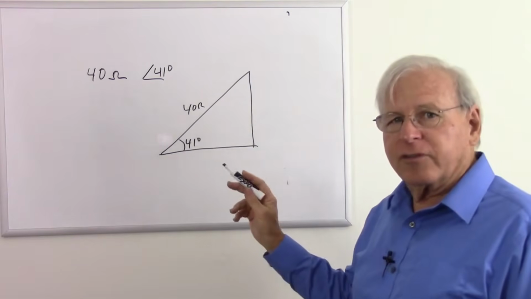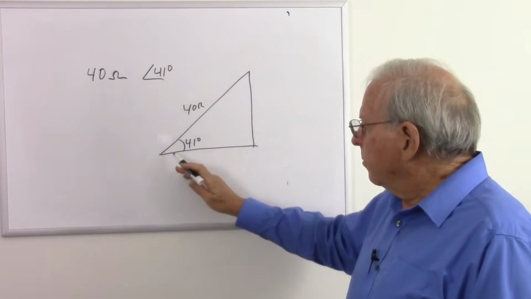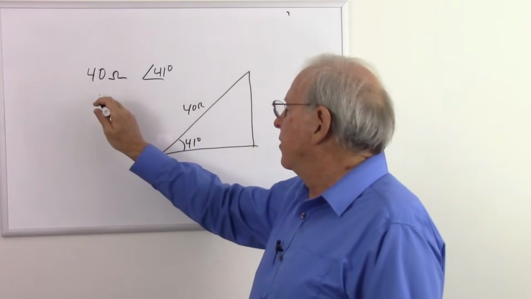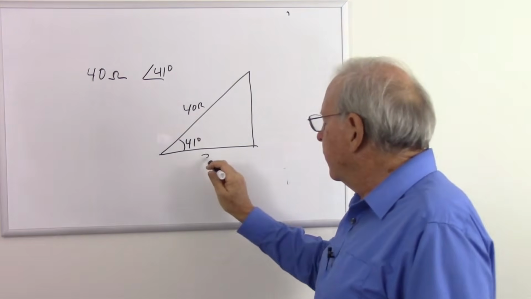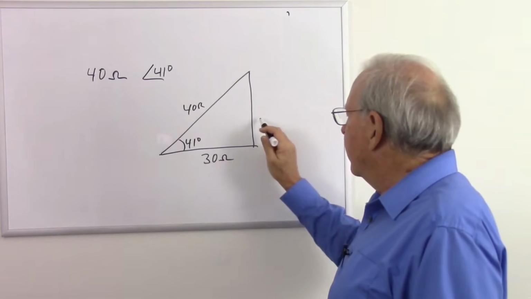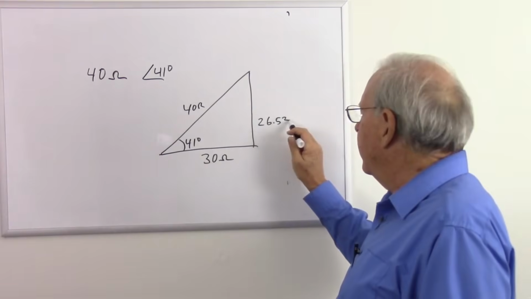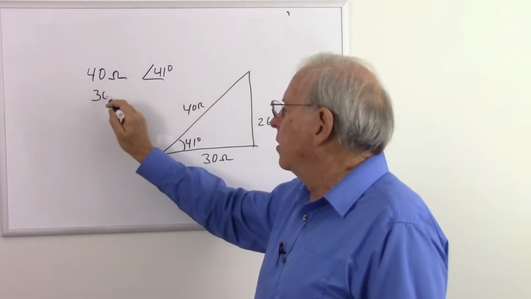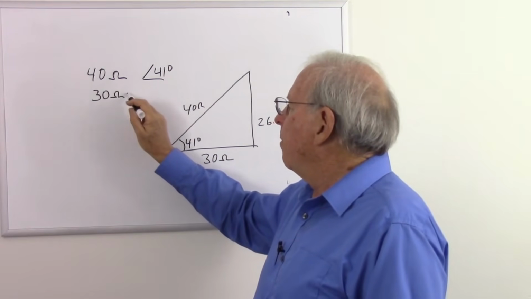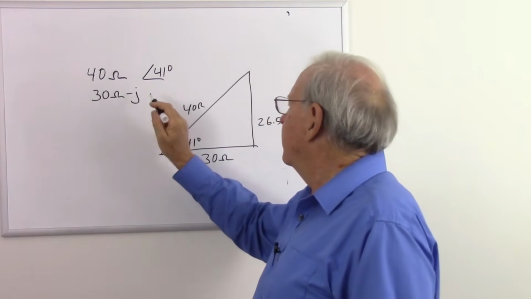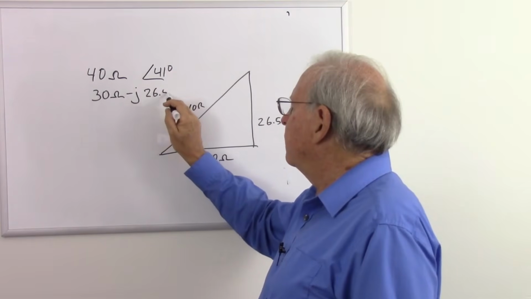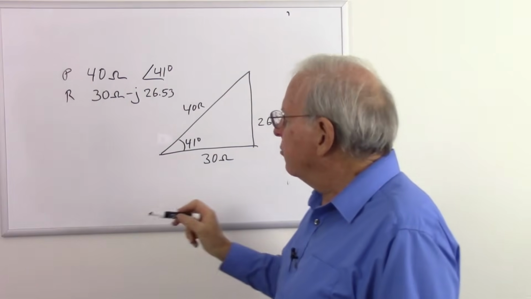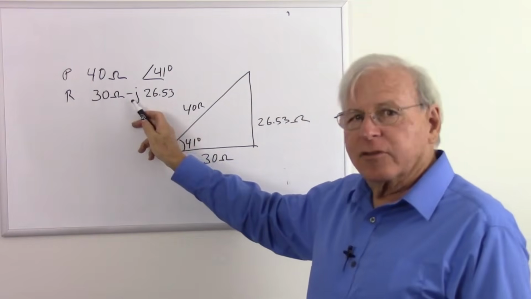The other way to express this is called rectangular notation, where I simply talk about the length of this line and the length of that line. And that would be expressed as, well, this is 30 ohms, and this is 26.53 ohms. So rectangular notation, I would say it's 30 ohms minus J 26.53. So polar and rectangular notation. Now I use minus J because it's a capacitor.